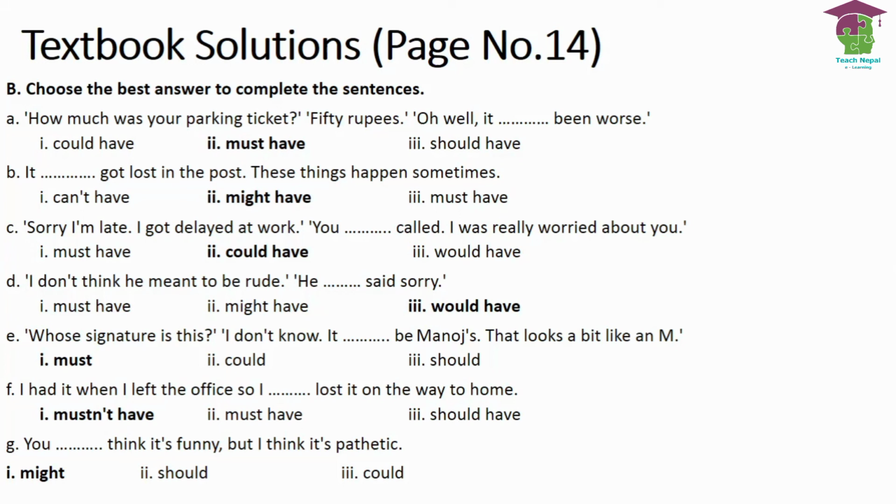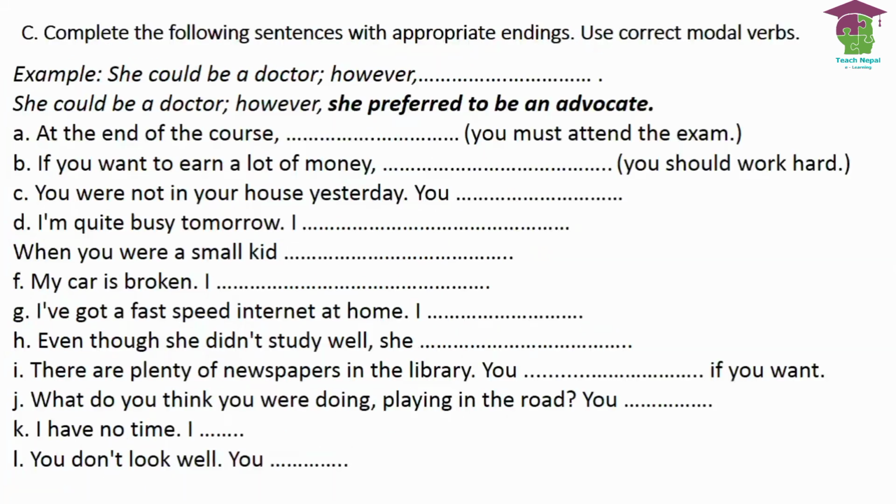Number F also, you haven't given the answer. Number G also, number F answer, must not have. I had it when I left the office, so I must not have lost, right? And number G, you might think it's funny, but I think it's pathetic, right? So please see the answer once again. Okay. Next, you have to complete the following sentences with appropriate endings or with the correct modal verb using the example you have been given.